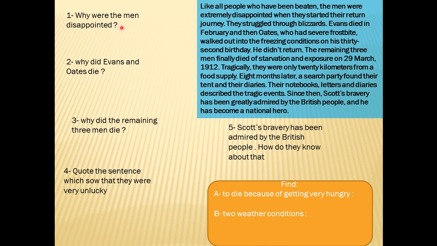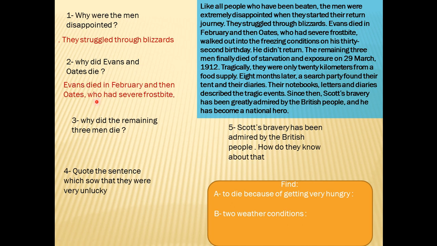Look here, why were the men disappointed? Yes, they were disappointed when they started their return journey because they struggled through the strong blizzards. Why did Evans and Otis die? Yes, they died in February because of the severe frostbites.